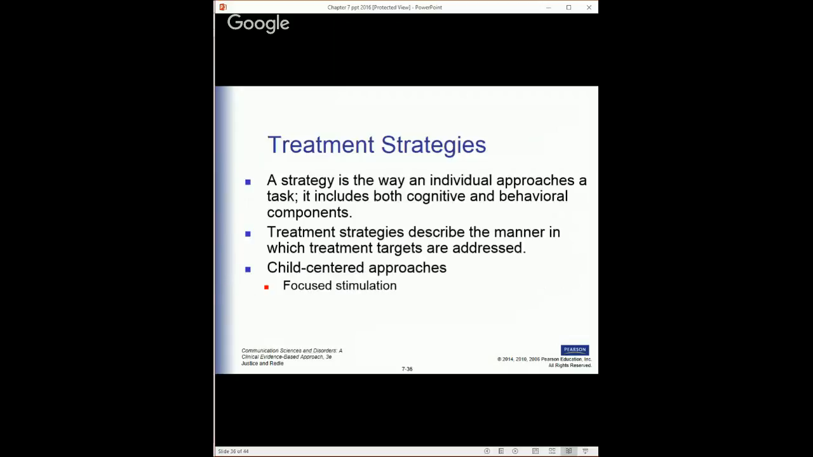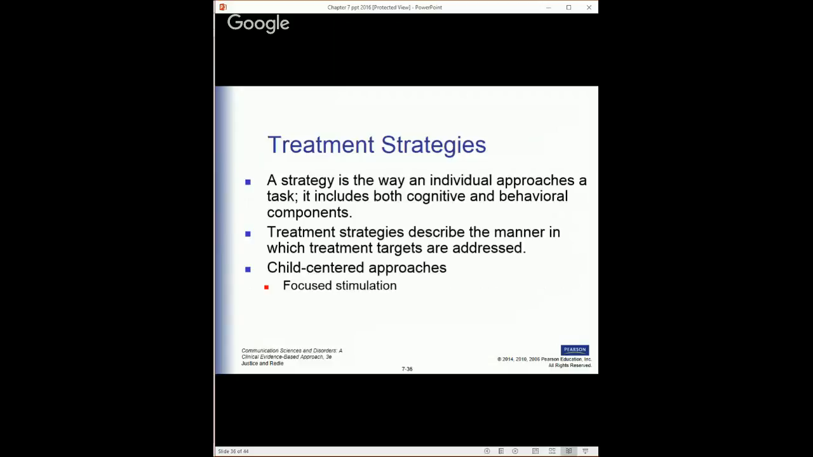There are child-centered approaches. The first one is looking at focused stimulation. This is one example of a child-centered treatment. With focused stimulation, the adult provides multiple highly salient models of language targets that are goals for the child. An example of this might be if a child is not able to request using the word want.